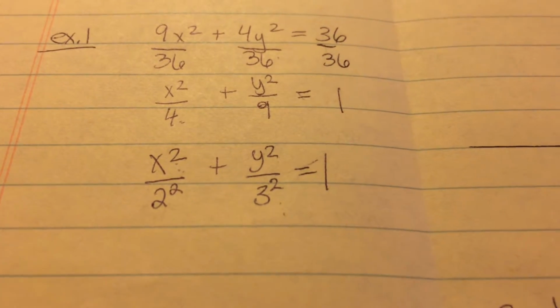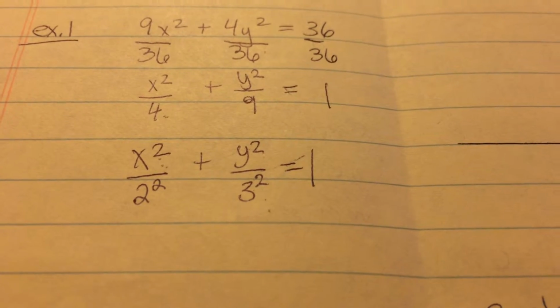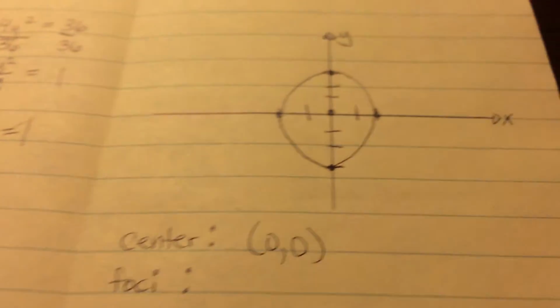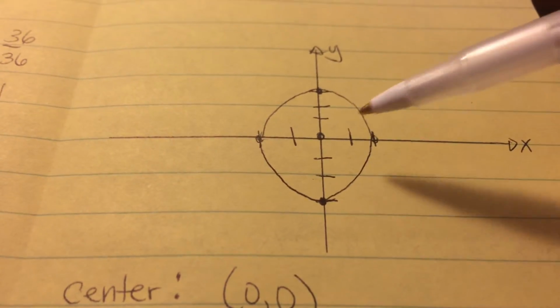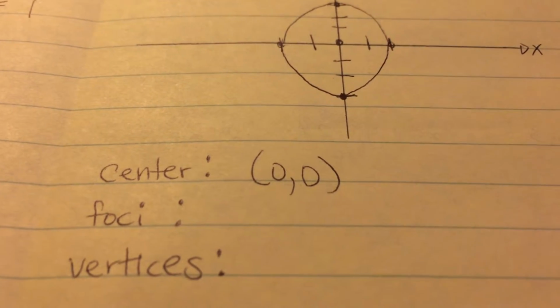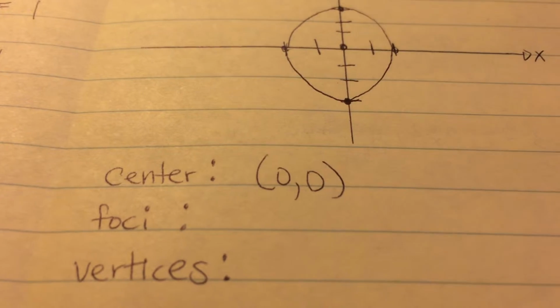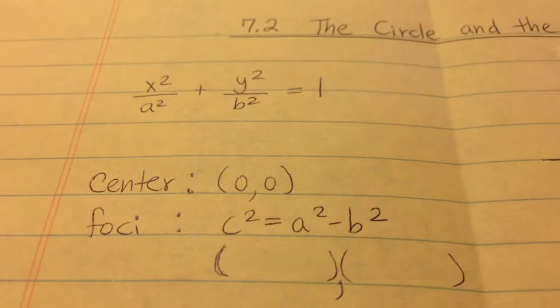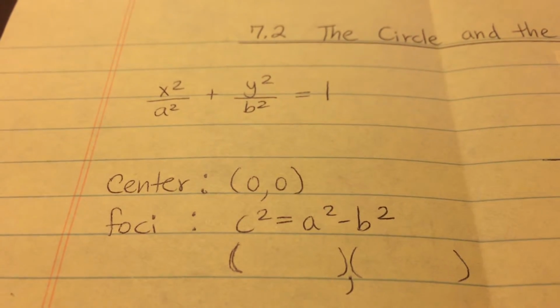If they were exactly the same, it would actually be a circle instead. Okay? Now, once I get to here, if it is an ellipse, I need to find the foci and also the vertices. So for the foci, the formula again was c squared is equal to a squared minus b squared.